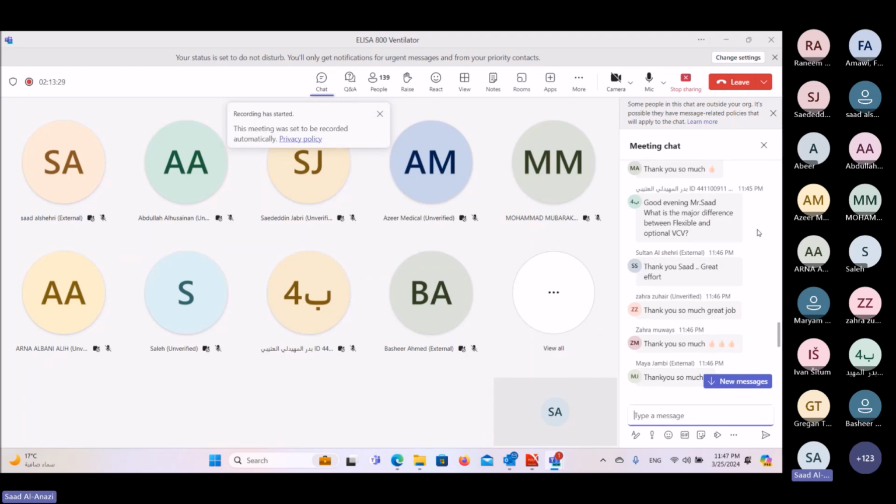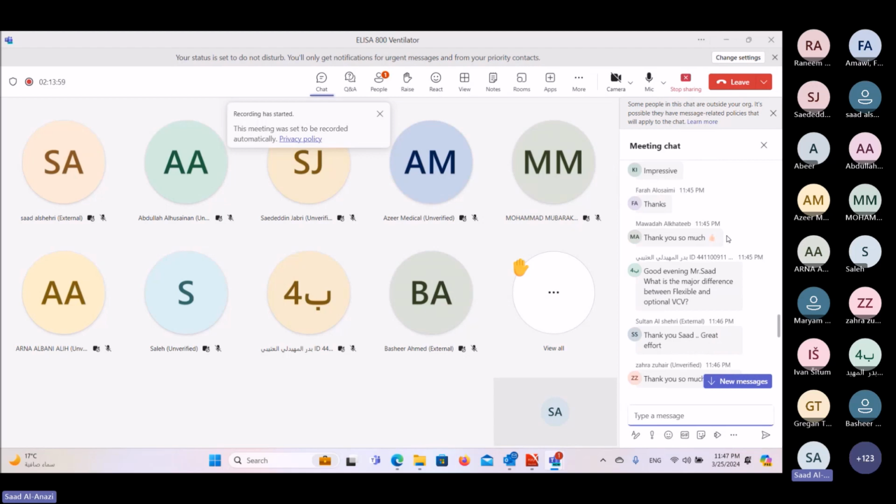What is the major difference between the flexible and optional? As we mentioned, the flexible volume control depends on the minute ventilation. They have the target tidal volume, and you have the rate. But for the optional volume control, they will focus more on the minute ventilation, going up and down based on the minute ventilation.